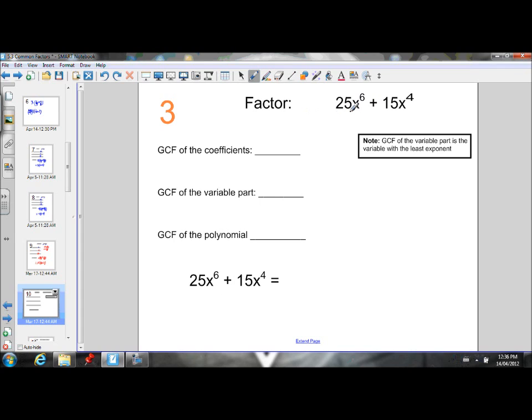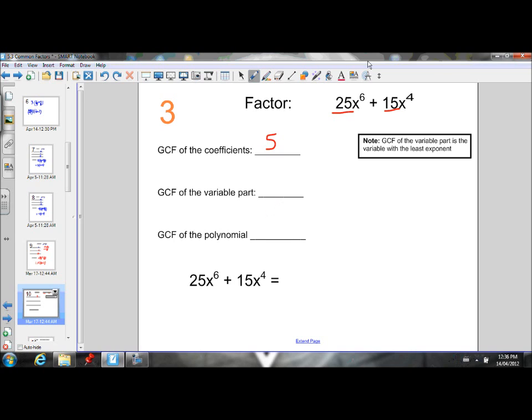So if I have 25x to the 6 plus 15x to the 4, the greatest common factor of the coefficients, 25 and 15, is 5. 5 goes evenly into 25 and 15. Okay, and that's the greatest number that goes evenly into both of those.